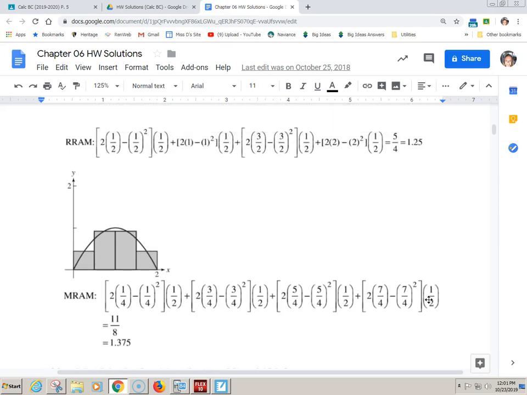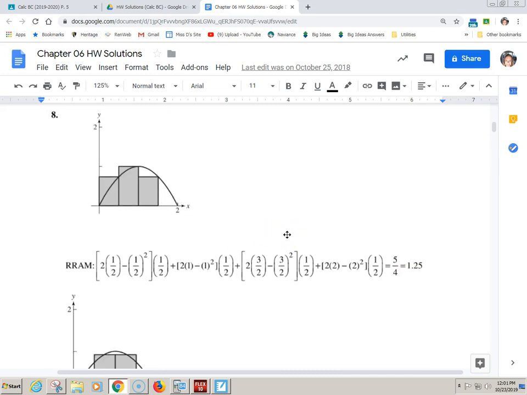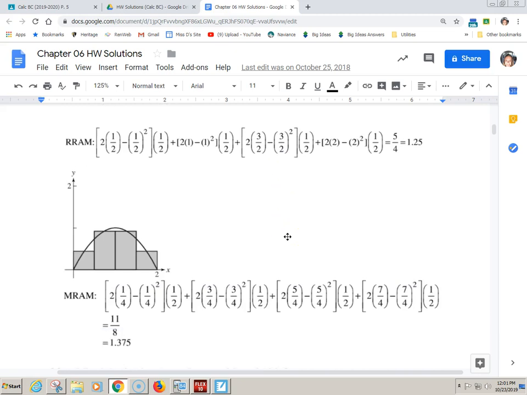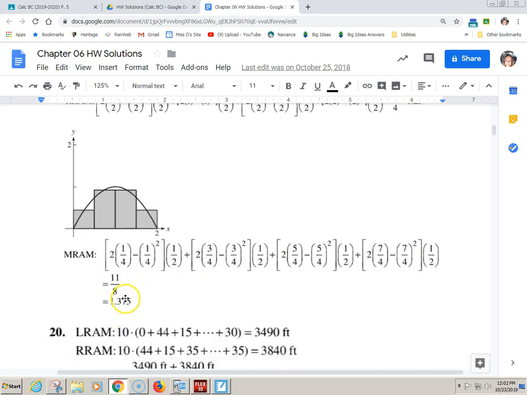Number 8, I think you're supposed to do just RRAM and MRAM, or LRAM too? Oh, I guess just those two. Number 7, that's one. Basically 8 was using the information from number 7, doing right RAM. So you're looking at the 1.25 for the RRAM and then 1.375 for the MRAM. MRAM should be a better approximation. Yeah, definitely is, because this one you don't even have anything approximating, because coming from the right, that's a 0. So MRAM is definitely a closer approximation.